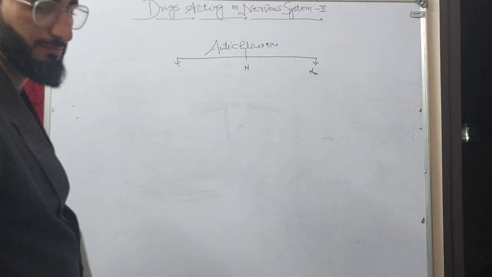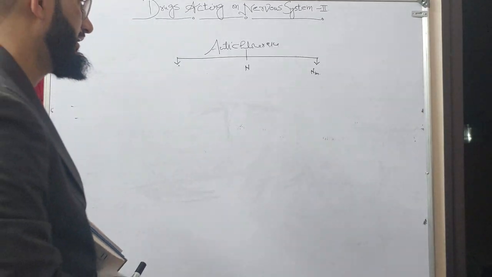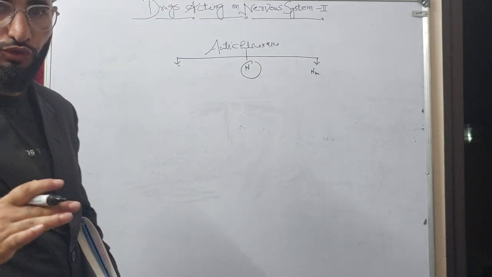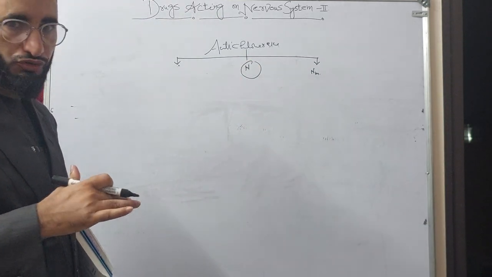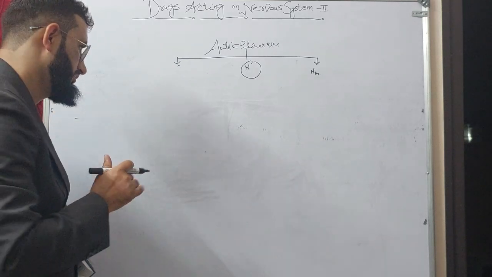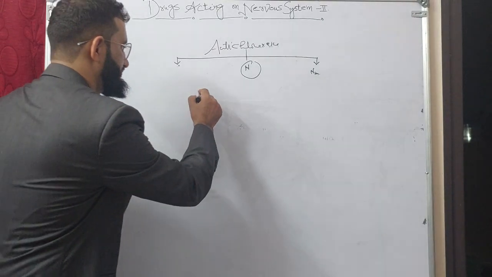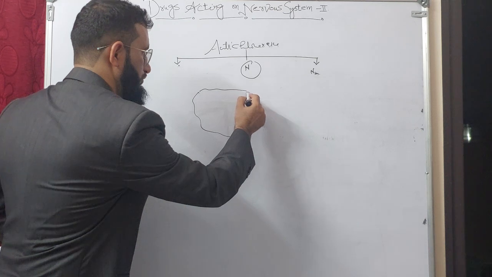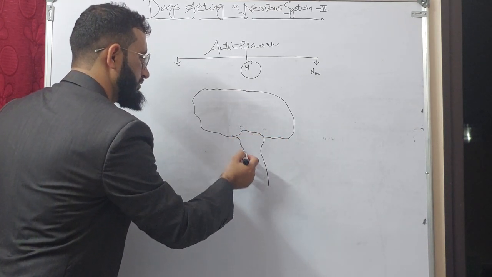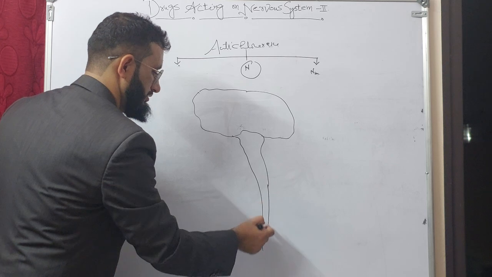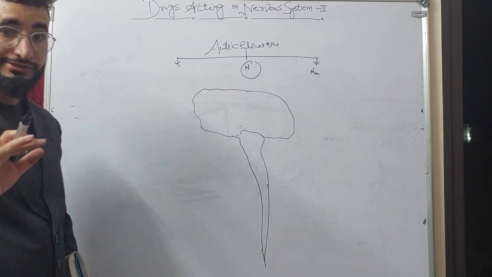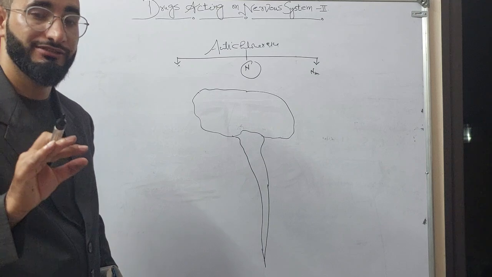That's the nicotinic receptor. This receptor is located in the ganglion. Do you know what a ganglion is? A brief explanation I will give. This is the brain, okay, and this is the spinal cord. Brain and spinal cord form the central nervous system.